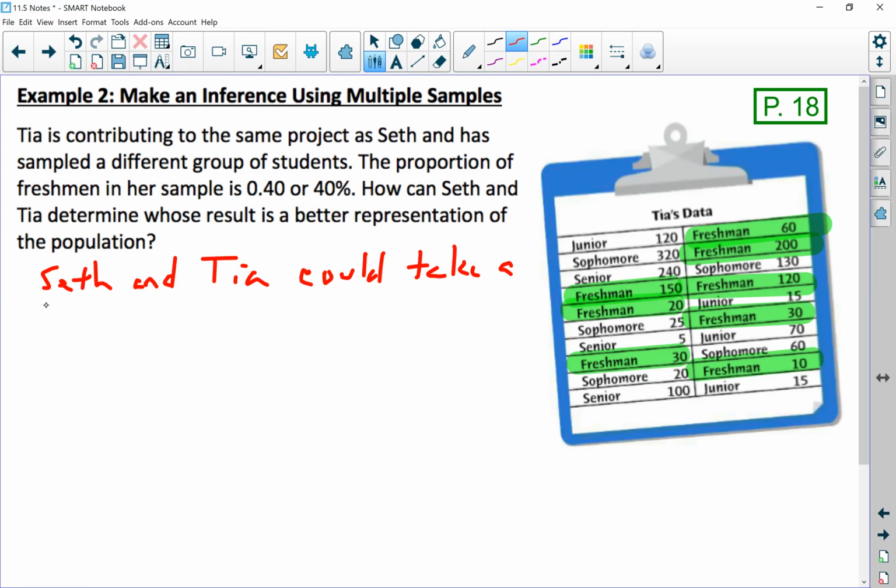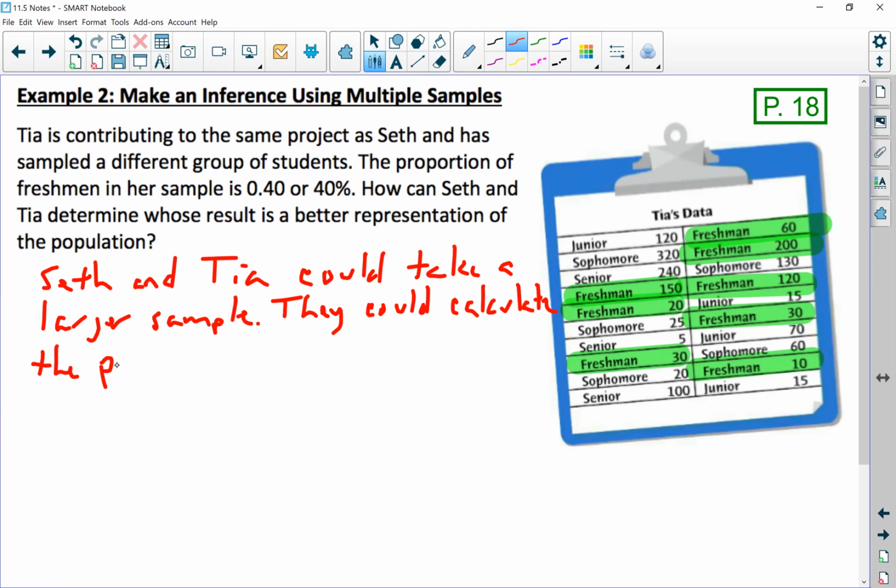All right. So Seth and Tia could take a larger sample and see what percent, they could calculate the proportion of freshmen in that sample. That's one way.